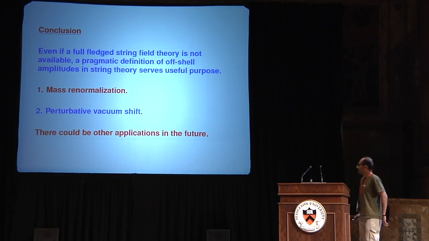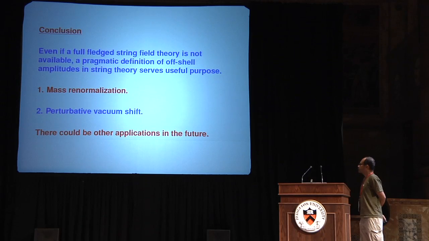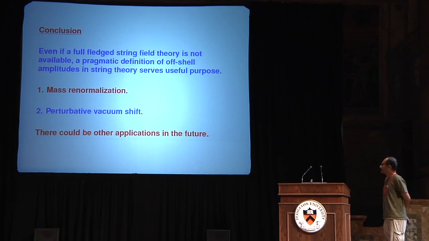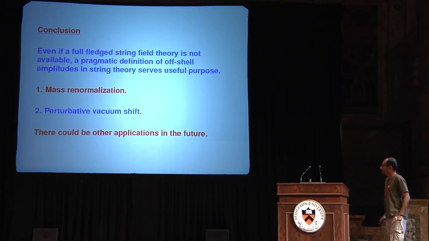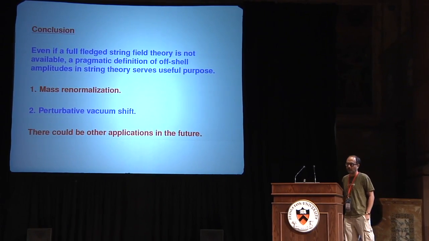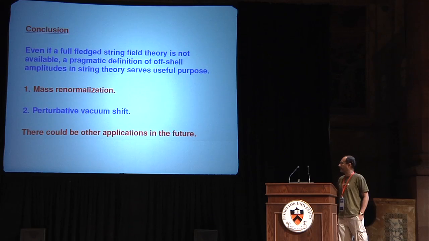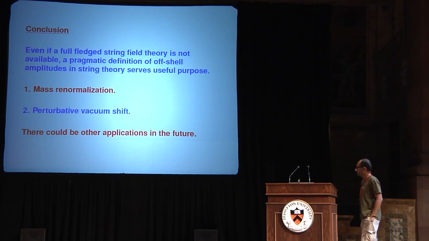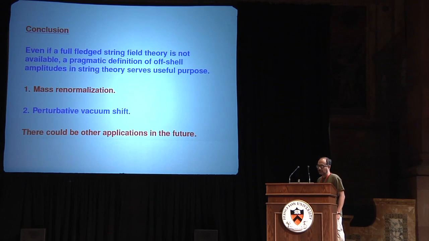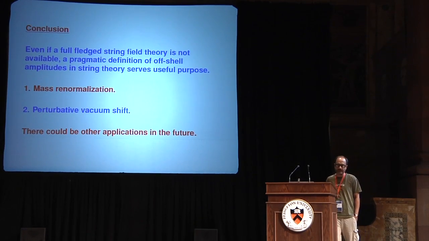So, this brings me to the conclusion. What we have tried to argue is that even if a full-fledged string field theory is not available, a pragmatic definition of off-shell amplitudes based on the operator formalism serves a useful purpose, beyond what you could have normally gotten by restricting to on-shell states from the very beginning. In particular, we saw that it provides a satisfactory resolution to the mass denormalization problem and also the perturbative vacuum shift problem. And there could be other applications in the future which I will leave for the future. Thank you.